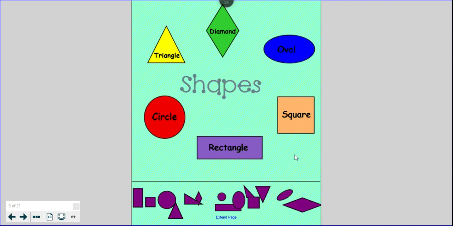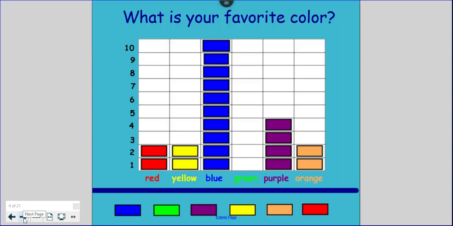How many sides does a square have? Let's count together. 1, 2, 3, 4. And what kind of lines do squares have? I notice that the squares have straight lines. Very good job. Let's keep on going.